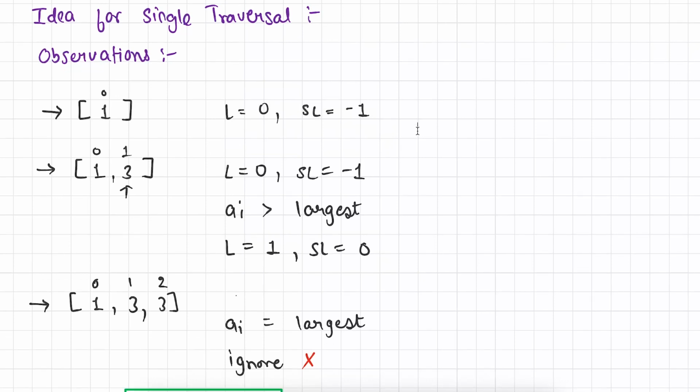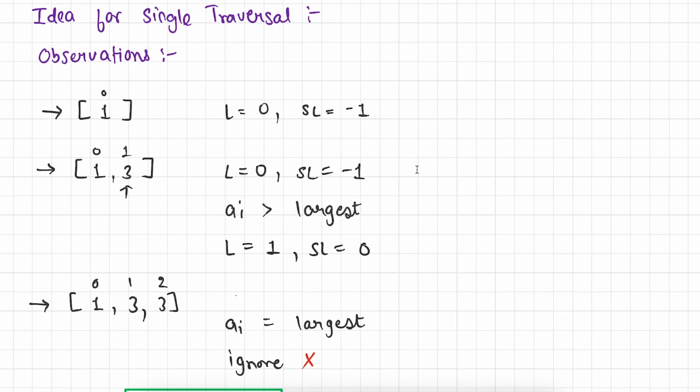Now as soon as we get the new element, and it is a 3 in this case, here the value of L is 0 and SL is -1. Now there are a few possibilities that could happen. First, it may be possible that A[i] is greater than largest. So it means the new element we are getting is larger than the largest element.